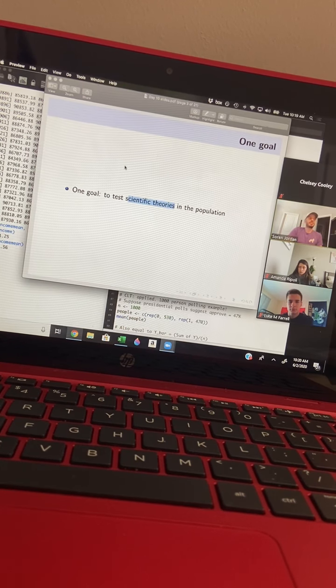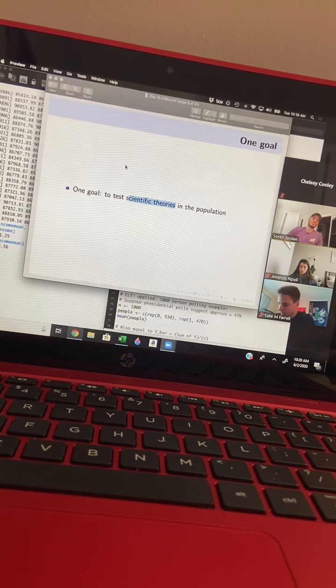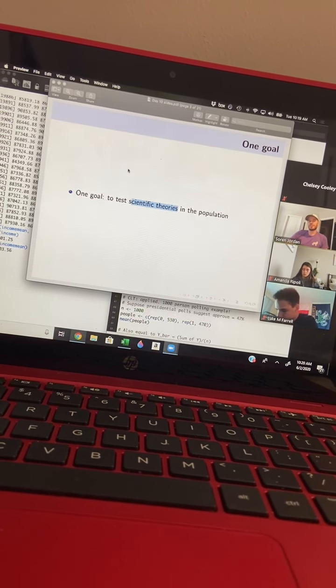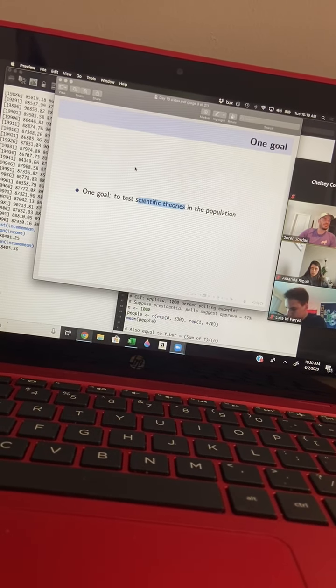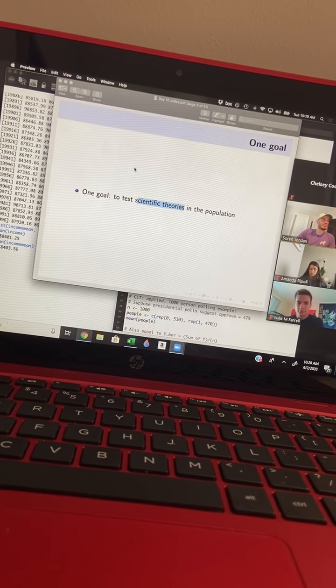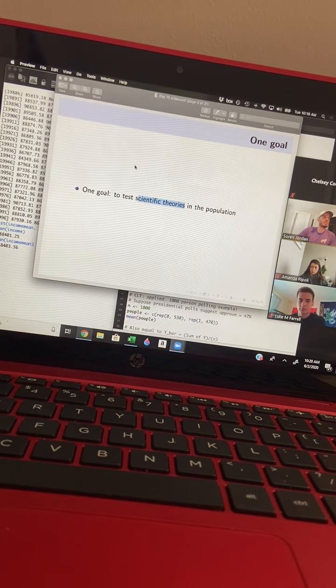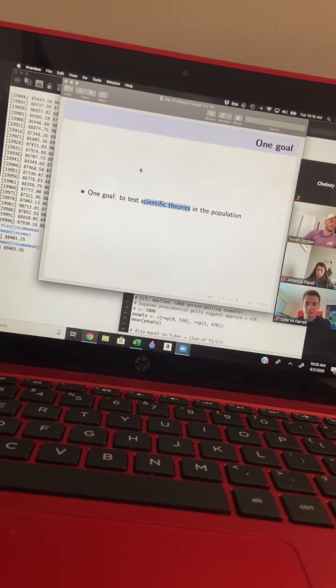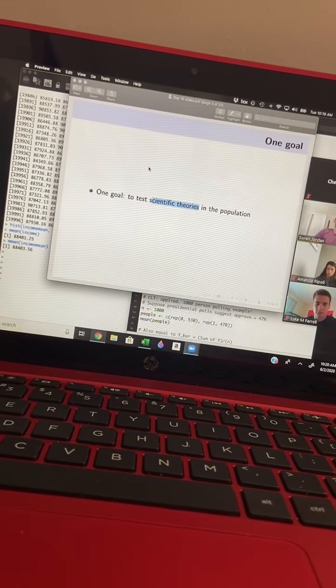But 68, 95, 99, what do these three numbers mean? They have to do with the normal distribution. Specifically, they have to do with not just the curve, but what's underneath the curve. So that's what this word density means.